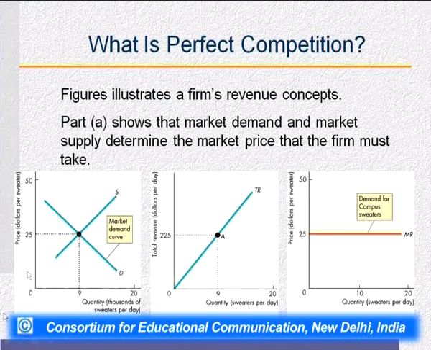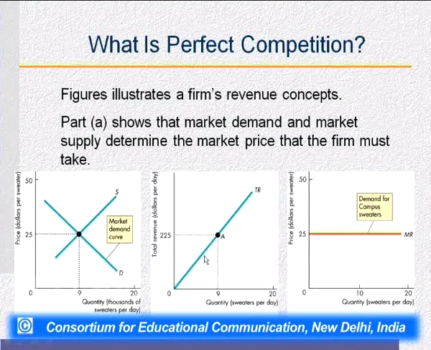The first one you can see is the demand curve, and the upward one is the supply curve. The market demand curve is always downward sloping, and the supply curve is always upward sloping. So figure A shows that market demand and market supply determine the market price that the firm must take. The words must take are used because no single firm influences the price, which the market decides. So here the price is decided at the black point, which is near about 25.